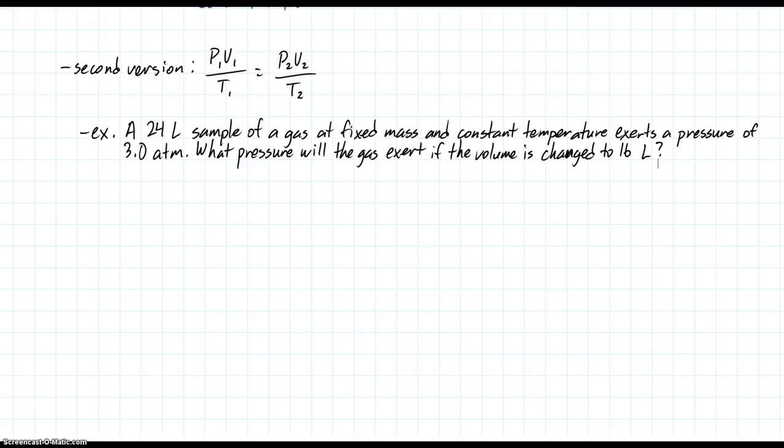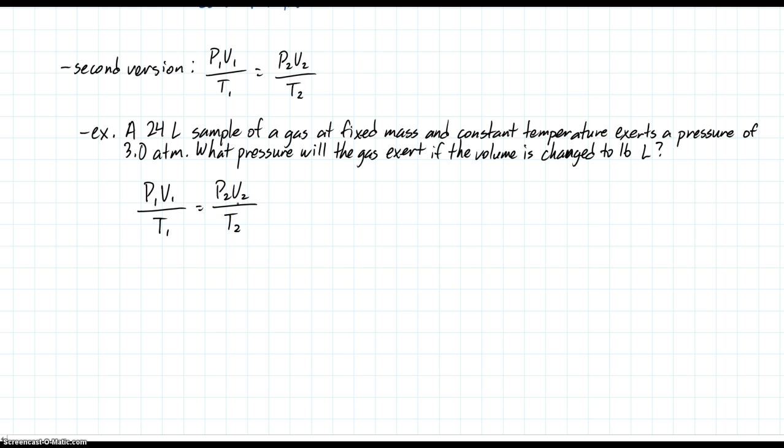We have a 24-liter sample of a gas at fixed mass and constant temperature, exerting a pressure of 3.0 atmospheres. And we want to find what pressure the gas will exert if the volume is changed to 16 liters. The fact that the gas has fixed mass just means that the number of moles of the gas is staying the same, and so the combined gas law applies. So here we have quantitative information. We have numbers attached to some of these things, so we're going to use the second version of the combined gas law. So we have P1 V1 over T1 equals P2 V2 over T2.